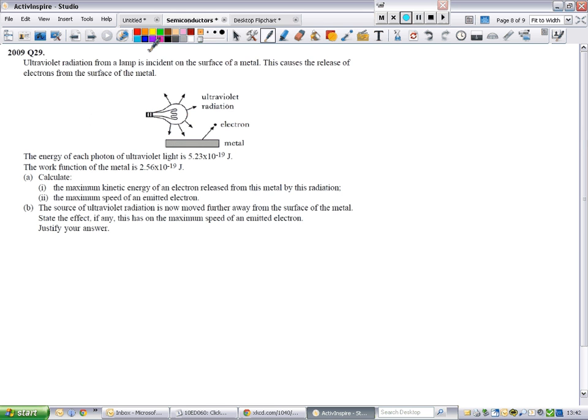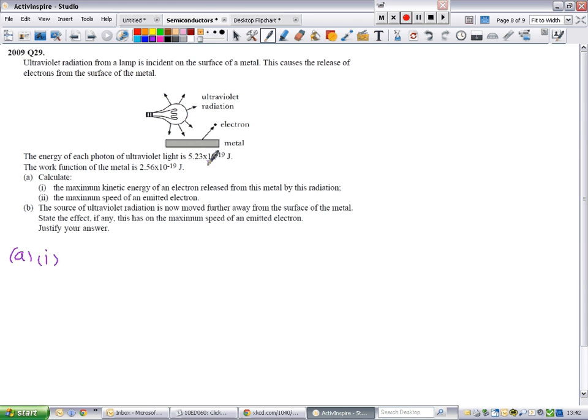Okay, one last question, and then I'll let you work through the ones that I've given you. Ultraviolet radiation from a lamp is incident on the surface of a metal. As we just discussed, if you put radiation onto the surface of a metal, it will cause electrons to be liberated and to move away from the surface, but only if the energy is right, only if the frequency of those photons is correct. The energy of each photon of ultraviolet light is 5.23 times 10 to the negative 19 joules, and the work function is given there. First of all, calculate the maximum kinetic energy of an electron released from this metal by this radiation. That will be 1 mark.